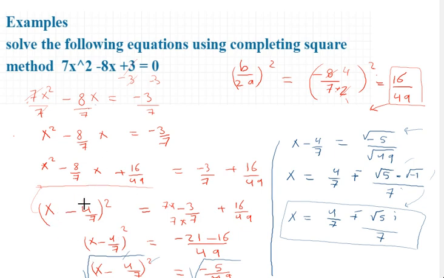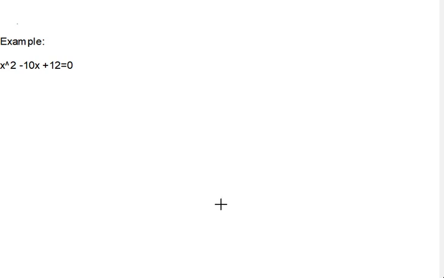Let's take another example: x squared minus 10x plus 12 equals 0. If I try to solve this by the zero product property, I can't find two constants that when multiplied give me 12 and when added to each other give me 10.